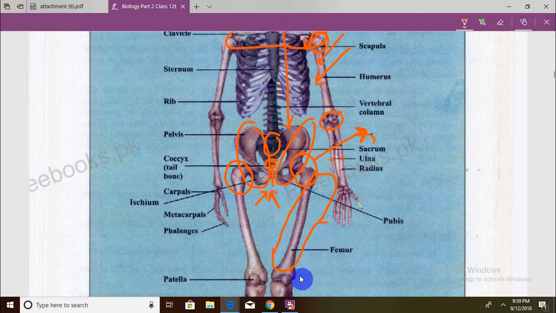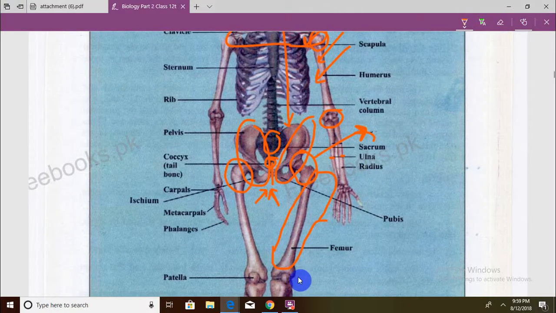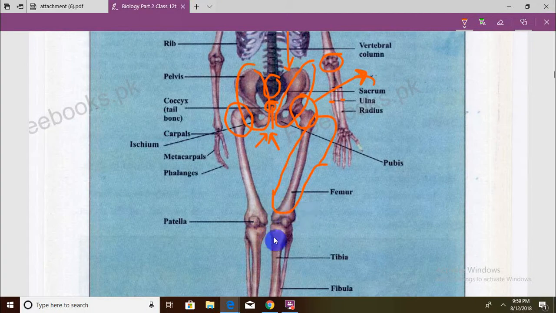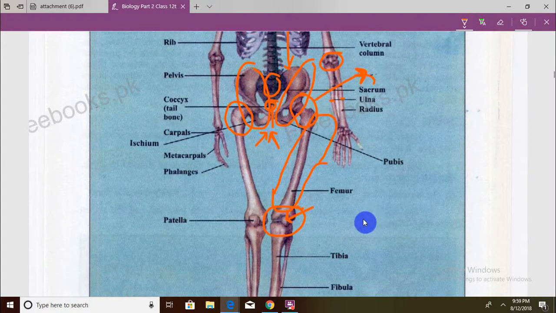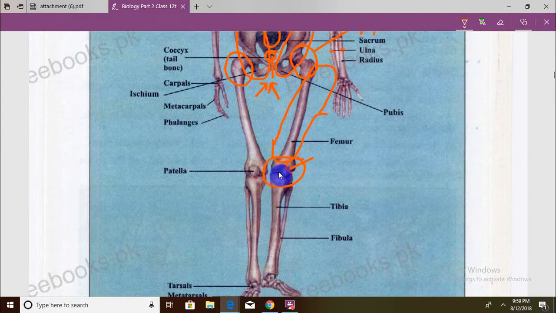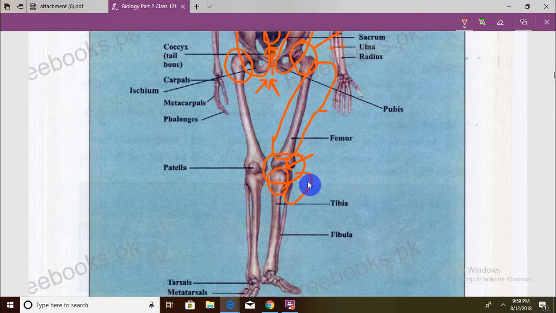And then at the distal end of the femur we have a joint which is again a hinge joint. This over here is the patella or the kneecap, and then we have the tibia, which is the bigger one, and then we have the fibula, and once more they have the pivot joint.